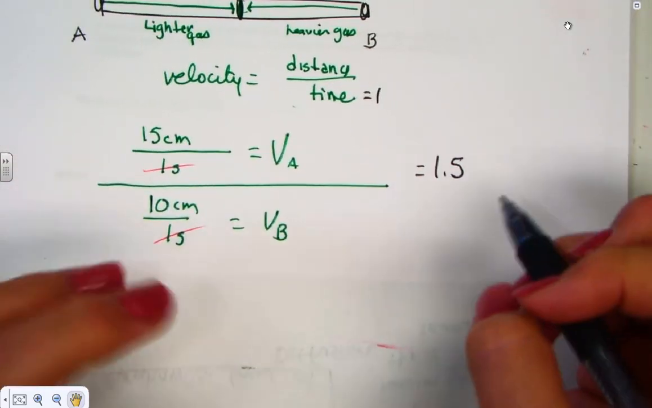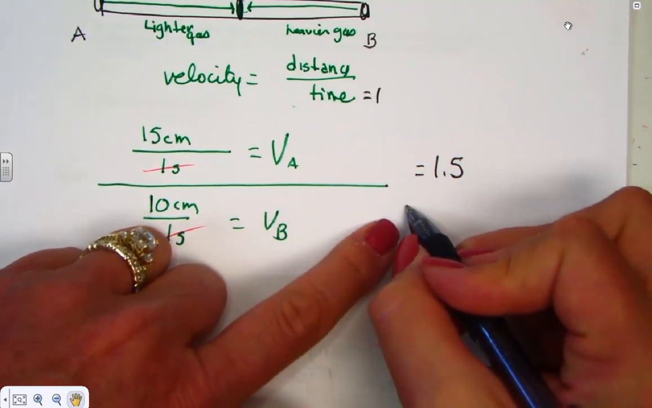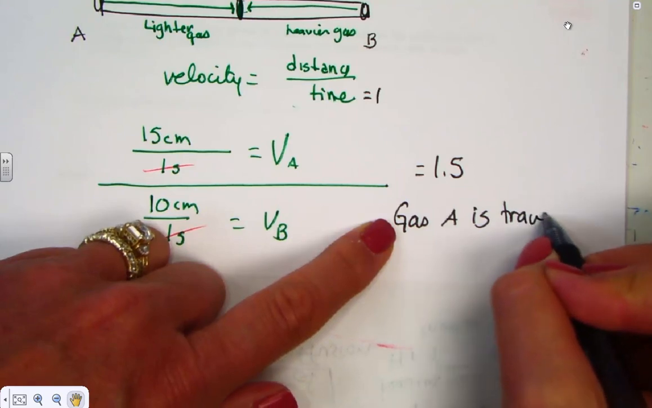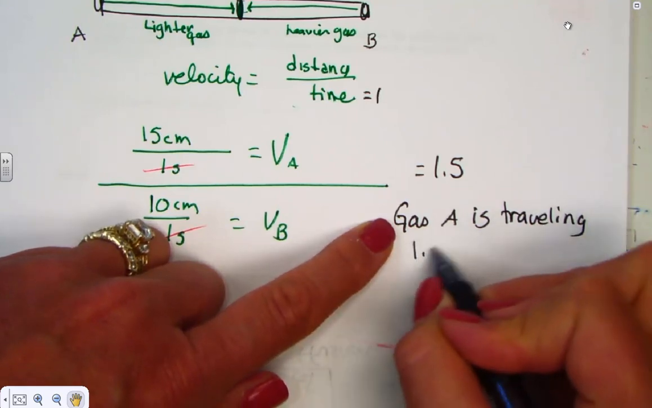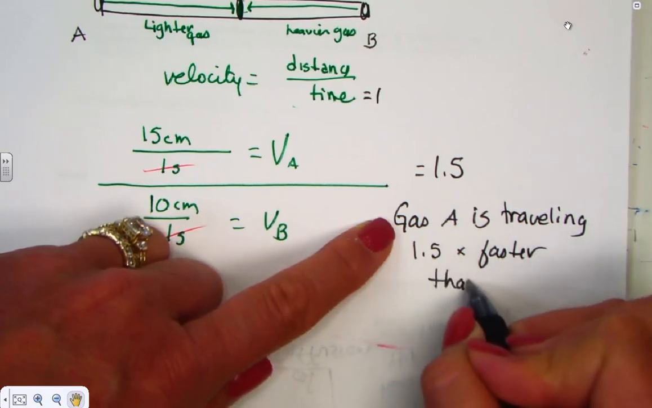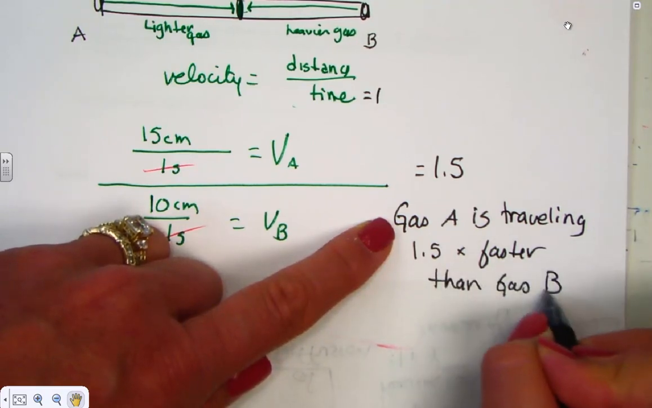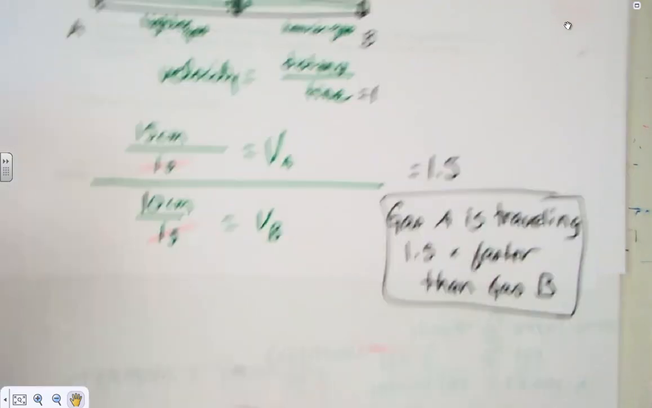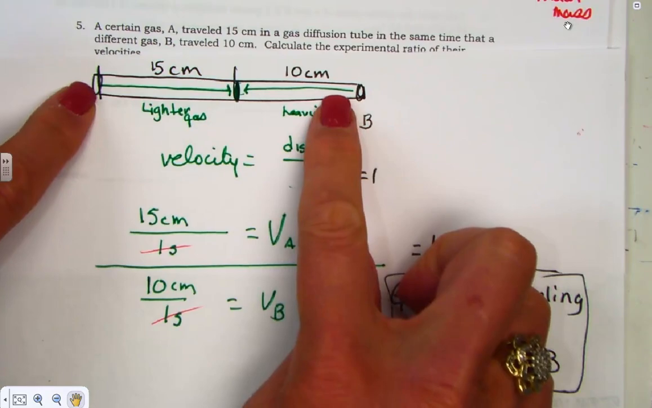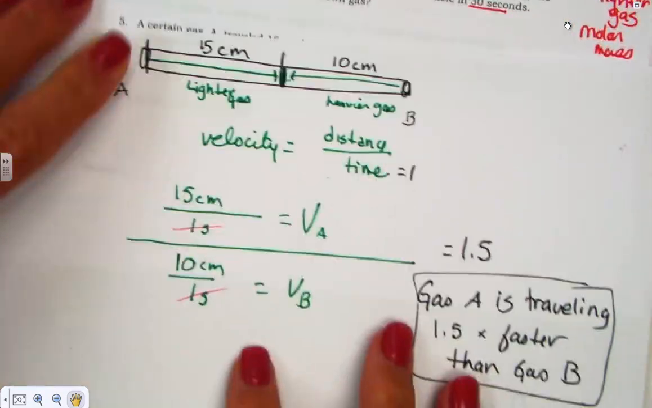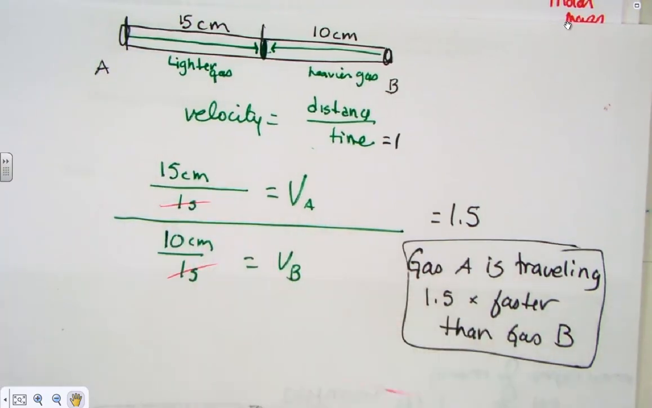All that's saying, and this is what I want you to write out, is gas A is traveling 1.5 times faster than gas B. There is the answer to number 5. So in other words, we're measuring velocity either in distance, or we can measure velocity in terms of time taken to travel. Either one can be pulled out and solved for the ratio.